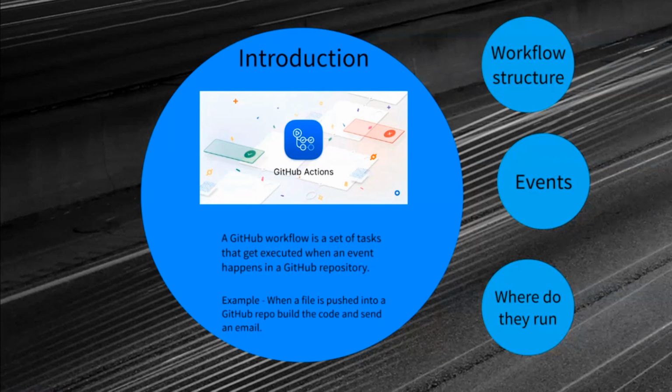But to understand GitHub Actions, we need to understand what a GitHub workflow is. A GitHub workflow, like any other workflow, is a set of tasks that get executed when an event happens in GitHub. For example, when you push a file onto a repository, you might want to build the code, test the code, deploy it, and then send an email to someone saying that it has been deployed, or send, say, 200 emails to the favorite person in your organization. You shouldn't do that, but yeah. So you can basically run a workflow in GitHub.